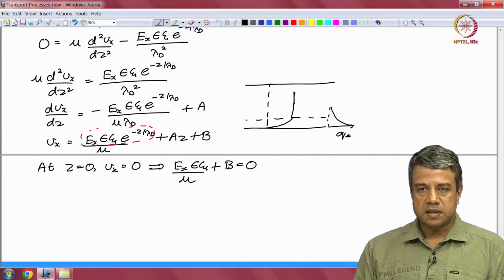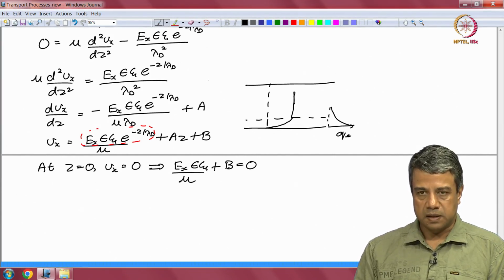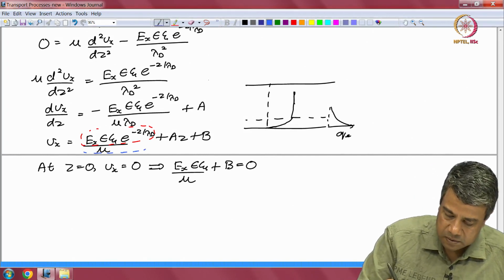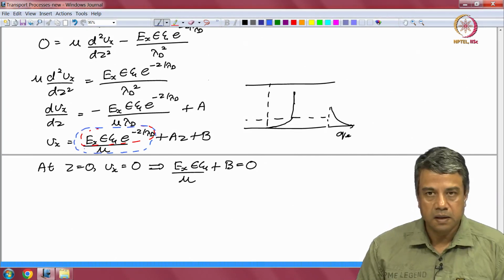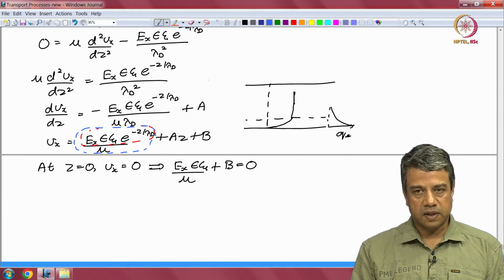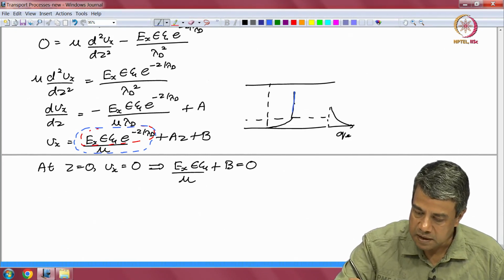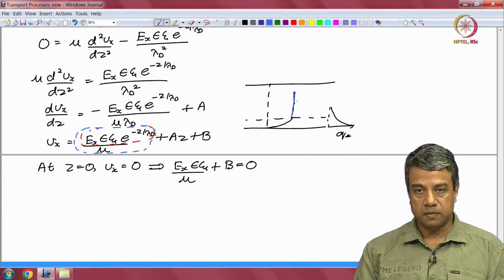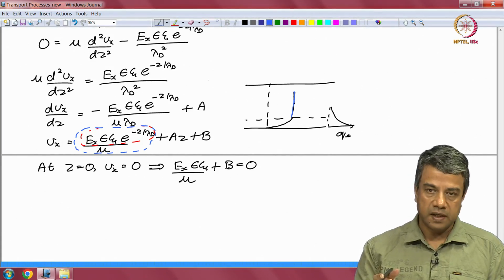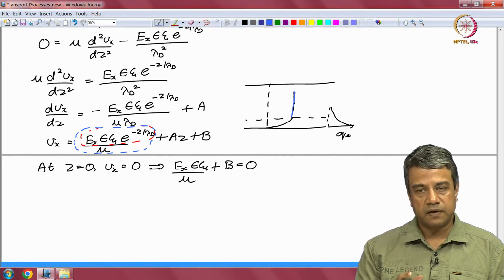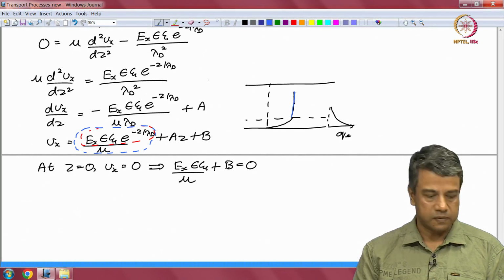What happens as z becomes large compared to lambda d? As z becomes large compared to lambda d, this first term here is 0. As you go towards the bulk, the velocity gradient has to be 0, because there is no force there. You will have variations in the field variable only where there is a force. Where there is no force, the field variable can be a constant.